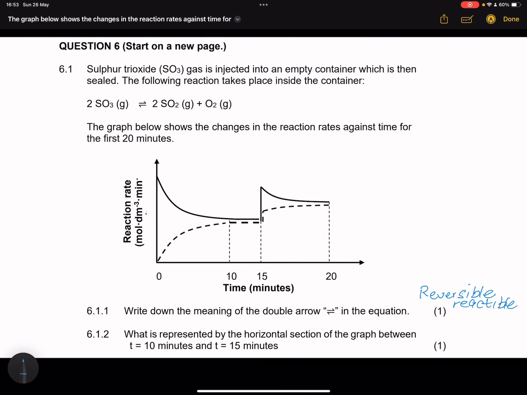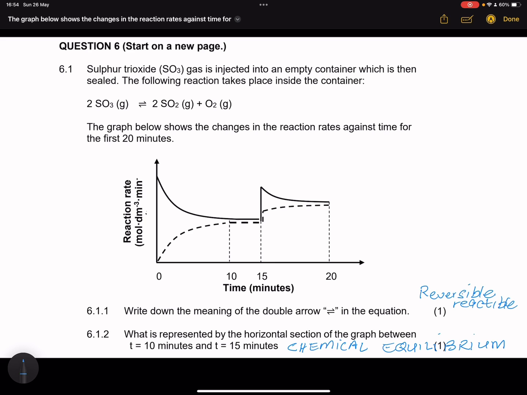Okay, right, now they say what is represented by the horizontal section of the graph between t equals 10 minutes and t equals 15 minutes. So remember, any time that we've got a reaction rate graph, or even when it comes to chemical equilibrium graphs, what does the horizontal section represent? It represents chemical equilibrium, or you can say dynamic equilibrium. So in this case, as long as you've indicated that this is in relation to equilibrium.